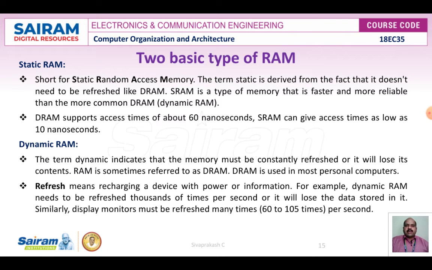Basically, RAM, random access memory, is classified into two types: static random access memory and dynamic random access memory. Static RAM, or SRAM, gets the term static from the fact that it does not need to be refreshed again and again. It's a type of memory that is faster and more reliable than the more common dynamic memories. The dynamic memory supports an access time of about 60 nanoseconds, whereas static random access memory can give an access time as low as 10 nanoseconds.